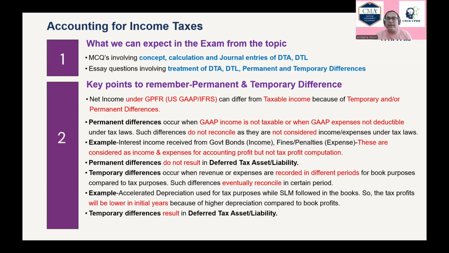Example, accelerated depreciation used for tax purposes. In taxes, we know the modified accelerated method of depreciation is used. So naturally for tax profit computation, the amount of depreciation available in the initial years would be higher compared to books, because in books normally the SLM method might be followed. So the tax profits will be lower in the initial years because of higher depreciation compared to the book profits. Temporary differences result in a deferred tax asset or a deferred tax liability.